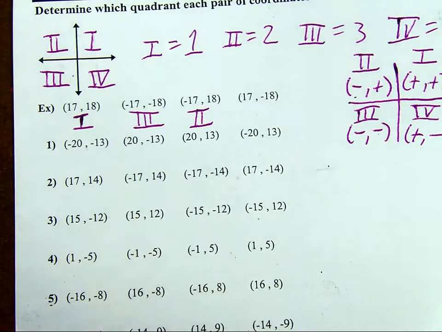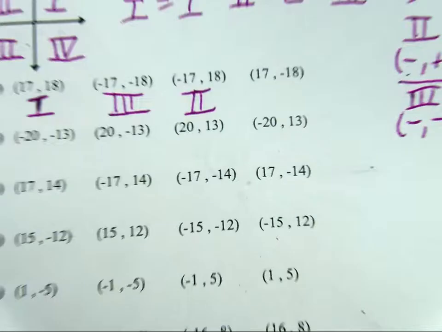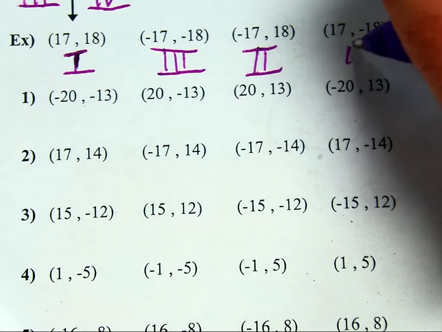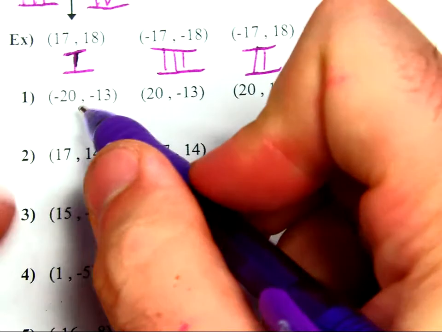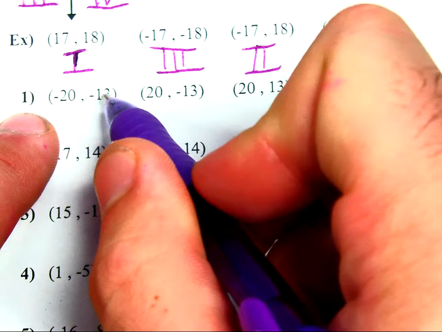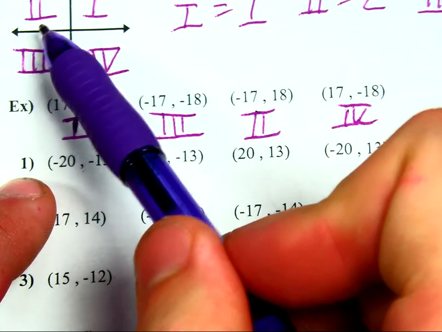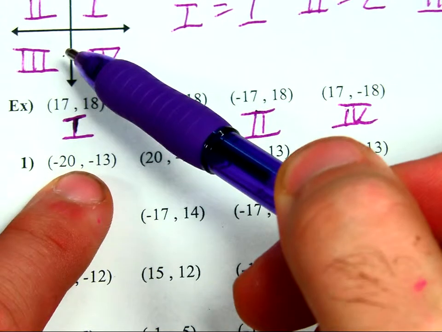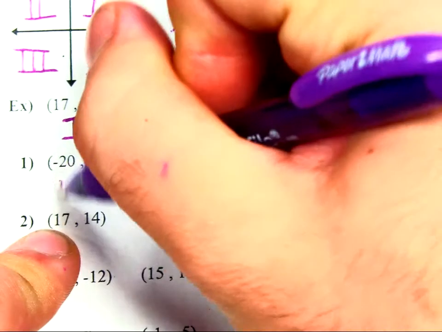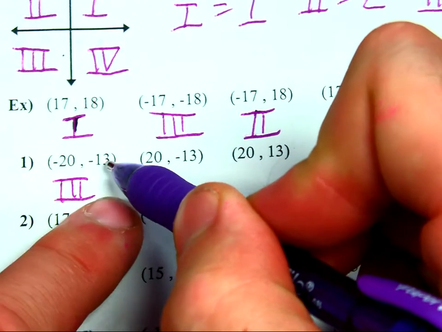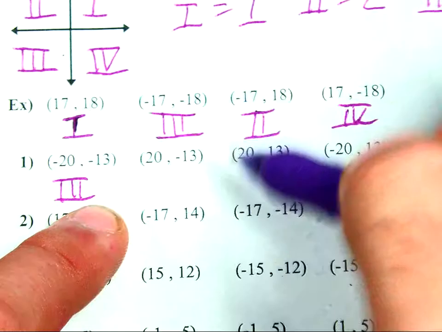So, for number 1, I'm going to zoom in on this. Number 1, fill this in. We have negative 20 and then negative 13. What we're basically doing is going to the left, then we're going down. So we're going to end up in quadrant 3. Because we're going negative 20, that's left, and then down 13, end up in quadrant 3.